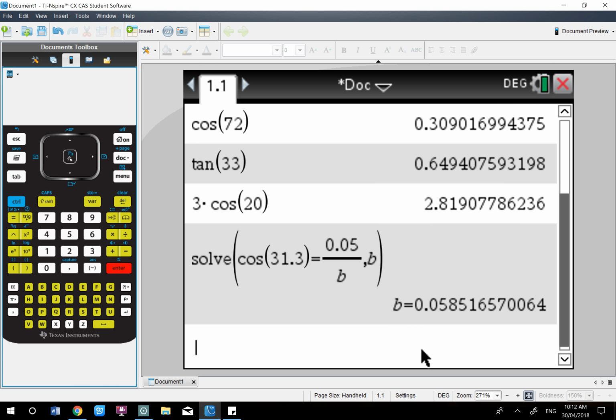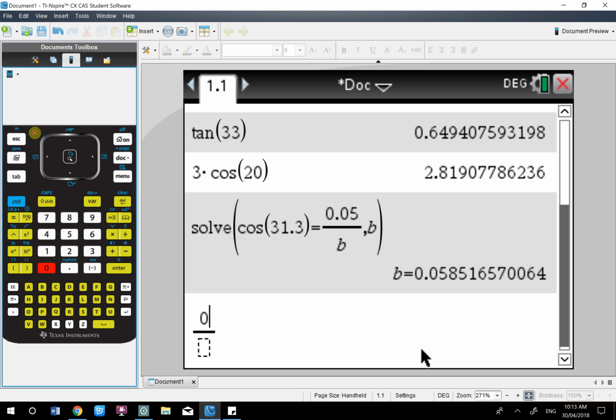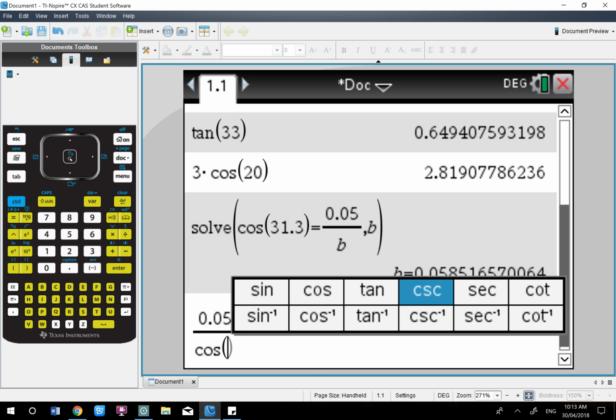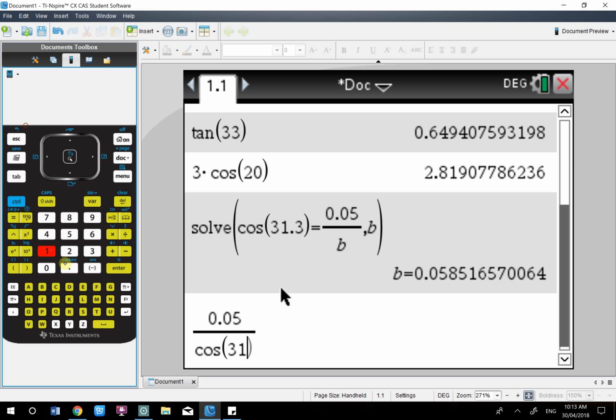Equal, okay, b gives me 0.0585. That's the value of b. I can solve that directly, or you can rearrange it by yourself. Just rearrange everything by yourself, and then what we'll have is 0.05 over cosine 31.3. So I can type that in directly as well. So two ways to do it: solve at the beginning, or rearrange it by yourself and then type a simple equation.